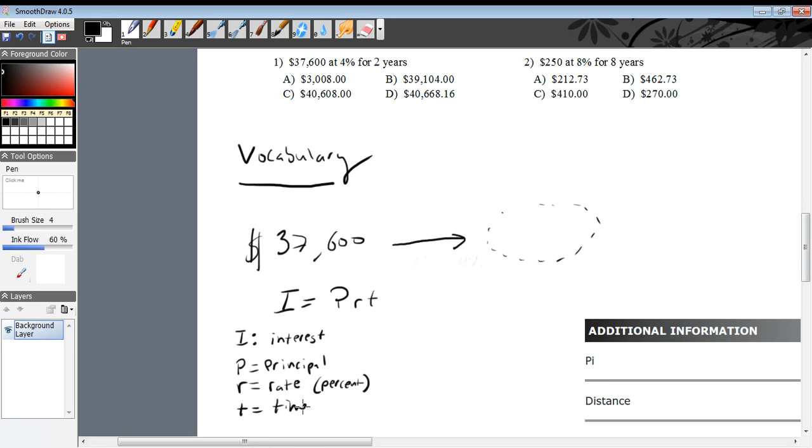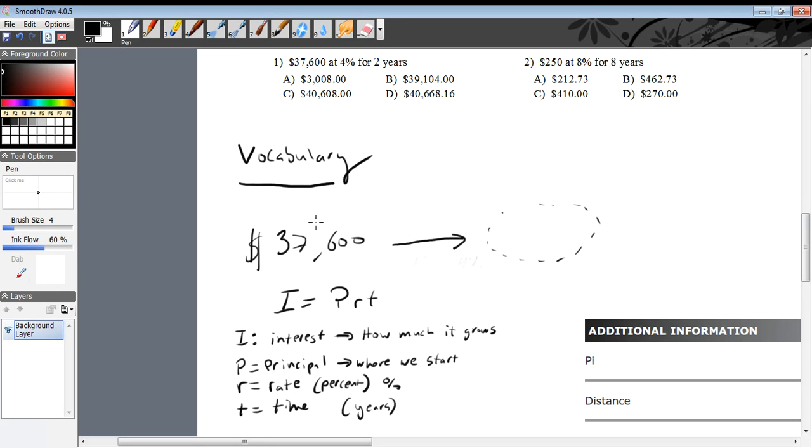The rate is going to be the percentage, and the time could be years or months or something. And here it's going to be 2 years. Now, principal, this is where we start. One way that you could remember this is al principio, at the beginning. This is where we start, $37,600, and it's going to grow. Now, the interest is how much it grows. How much change has been done.